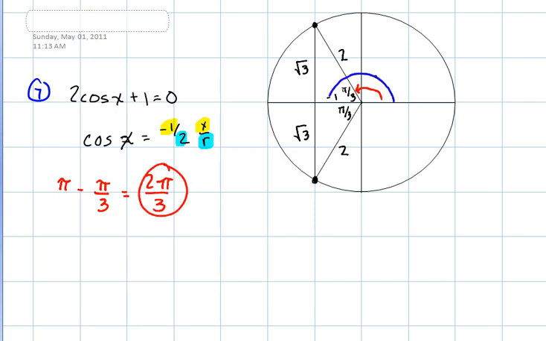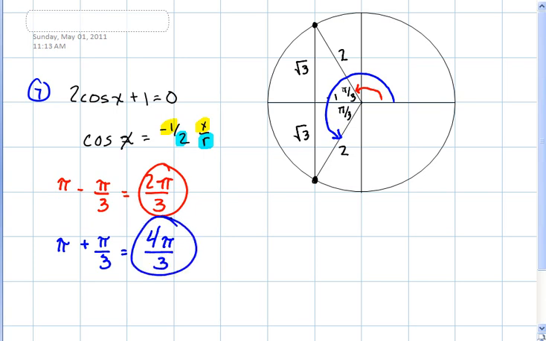Next, go all the way around. That's going to be a little more than half a circle, so we start with pi, and we add pi over 3, which, when you get a common denominator and all that good stuff, you'll get 4 pi over 3.